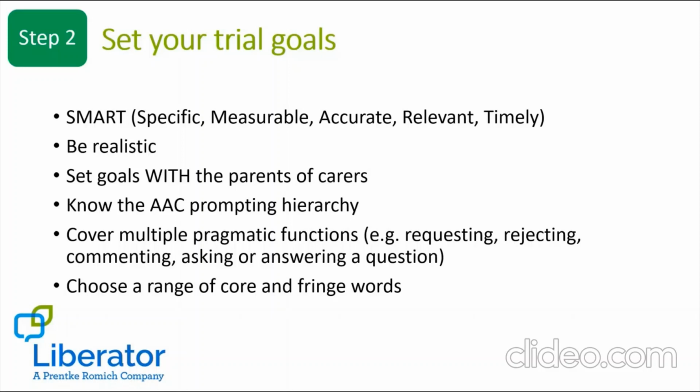When we're choosing words, we can choose a range of core and fringe. They complement each other. We need core words to express a variety of pragmatic functions. We also need fringe words or nouns to be more specific in different topics that we'd like to talk about. So both are important, both go hand in hand.